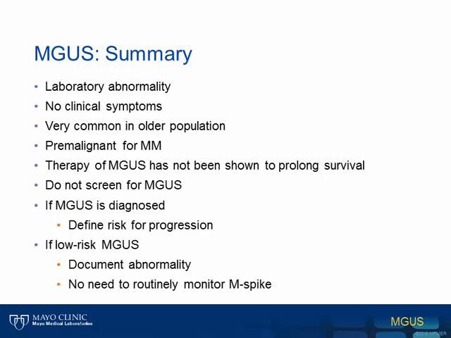In conclusion, we have talked about monoclonal gammopathy of undetermined significance. It is a laboratory abnormality. There are no clinical symptoms. It is very common in the older population. It is pre-malignant for multiple myeloma, and therapy for MGUS has not been shown to prolong survival. There is no reason to screen for MGUS, and if MGUS is diagnosed, we should define the risk of progression. If the patient has a low-risk MGUS, the clinician should document the abnormality for when symptoms might develop, but there's no need for routinely monitoring the M spike.